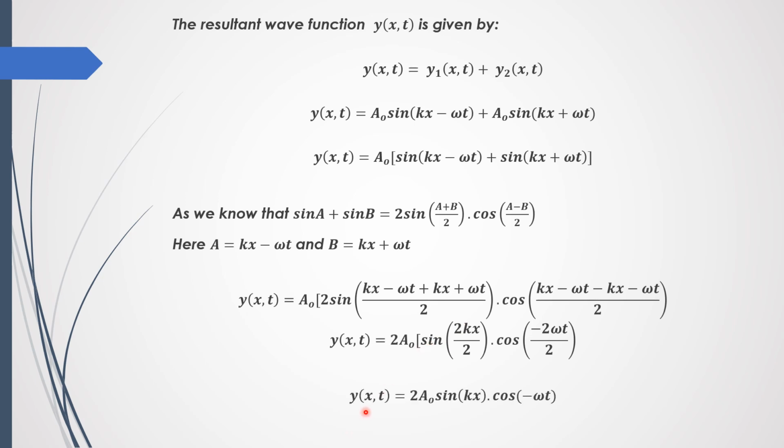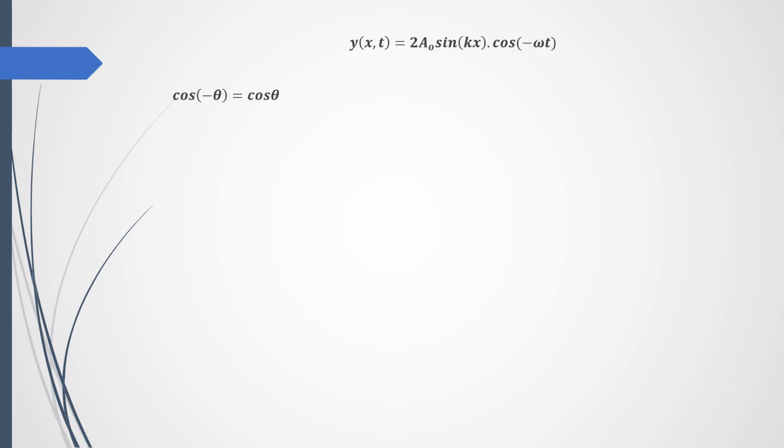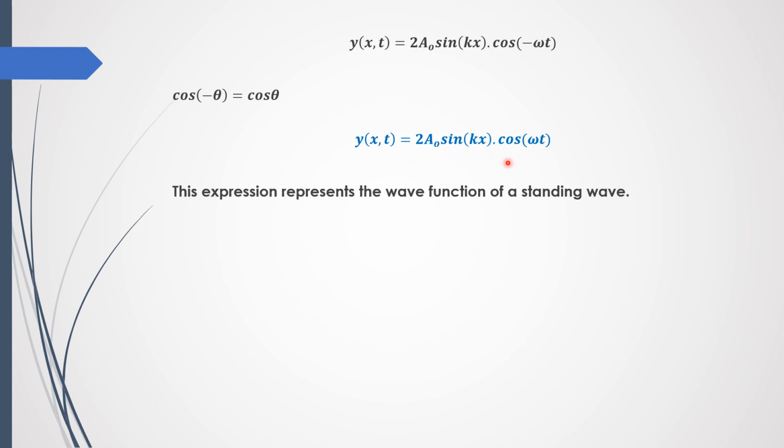Final expression will be y(x,t) = 2a₀ sin(kx) cos(−ωt). And we know that cos(−θ) is equal to cos(θ). So y(x,t) is equal to 2a₀ sin(kx) cos(ωt). This expression represents the wave function of a standing wave.